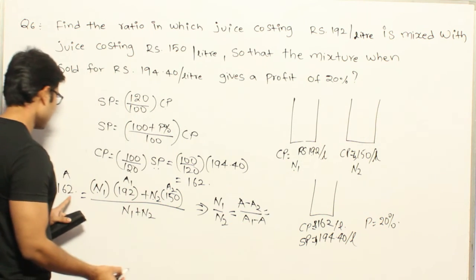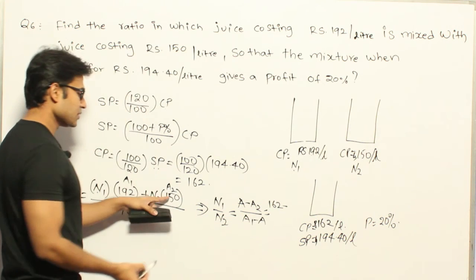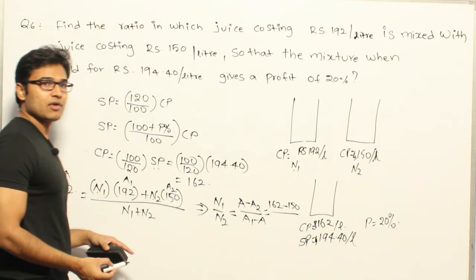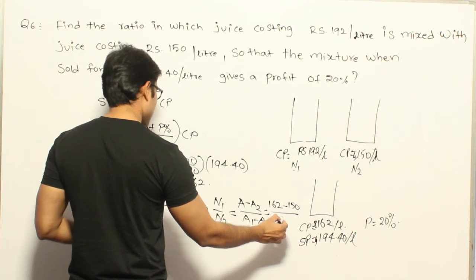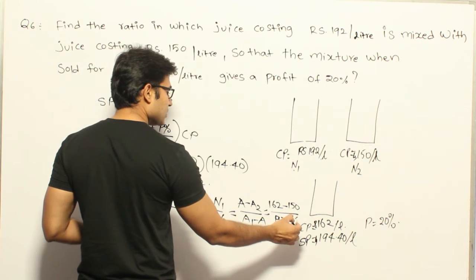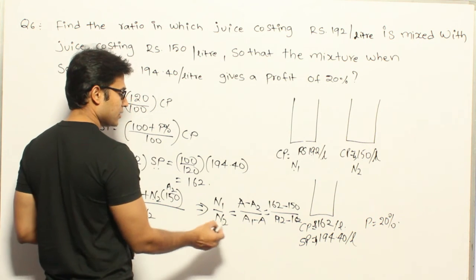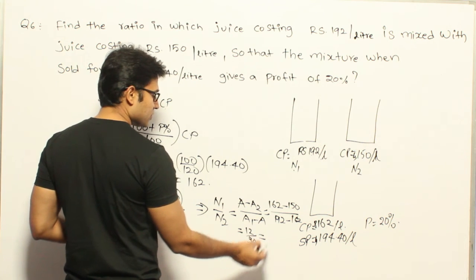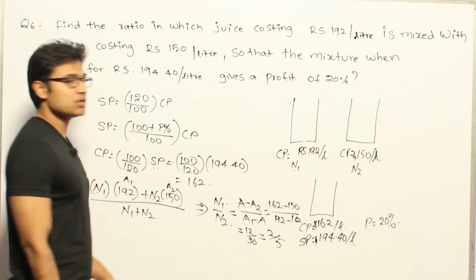So A minus A2, where A is 162 and A2 is 150, divided by A1 minus A, where A1 is 192 and A is 162, right? So what is it going to be? 12 by 30, which is nothing but 2 by 5. Therefore N1 is to N2 equal to 2 is to 5.